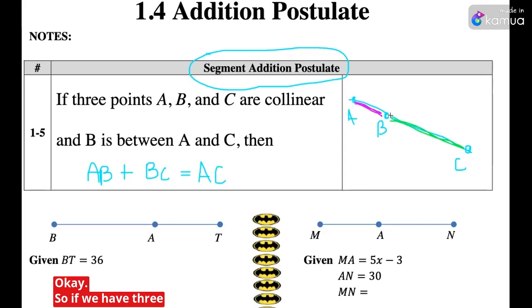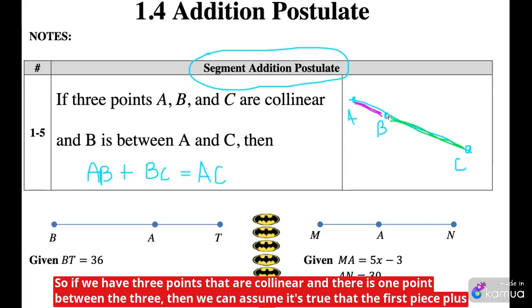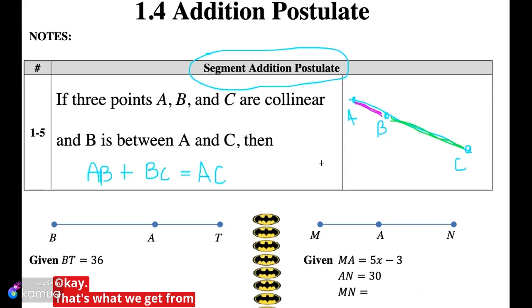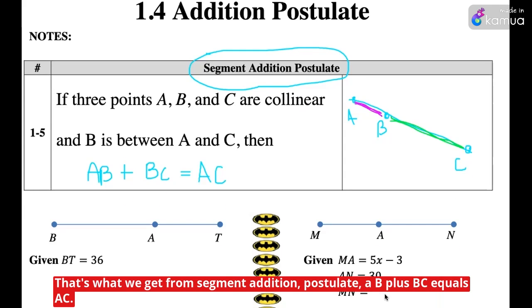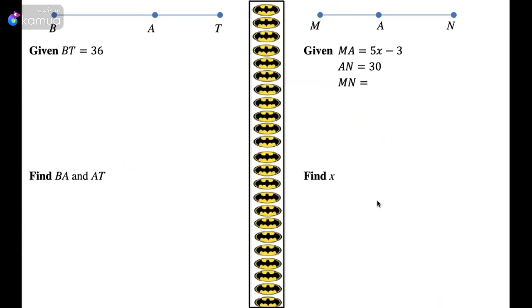So if we have 3 points that are collinear and there is 1 point between the 3, then we can assume it's true that the first piece plus the second piece will equal the entire segment, okay? That's what we get from segment addition postulate. AB plus BC equal AC. Let's take a look at a few examples.